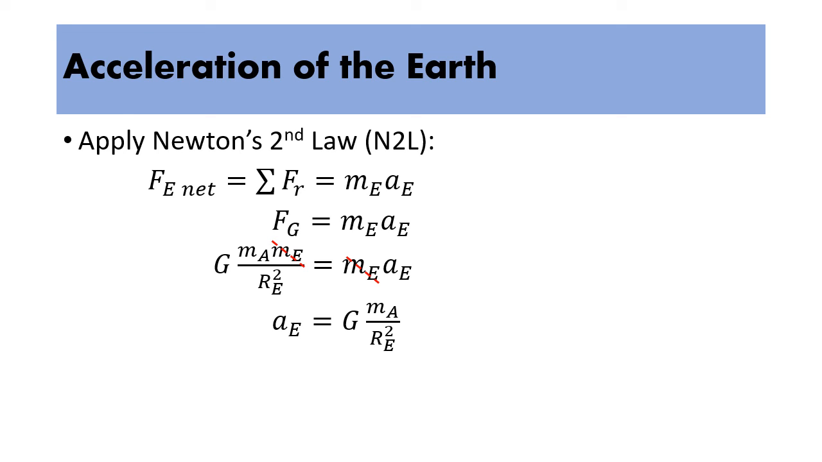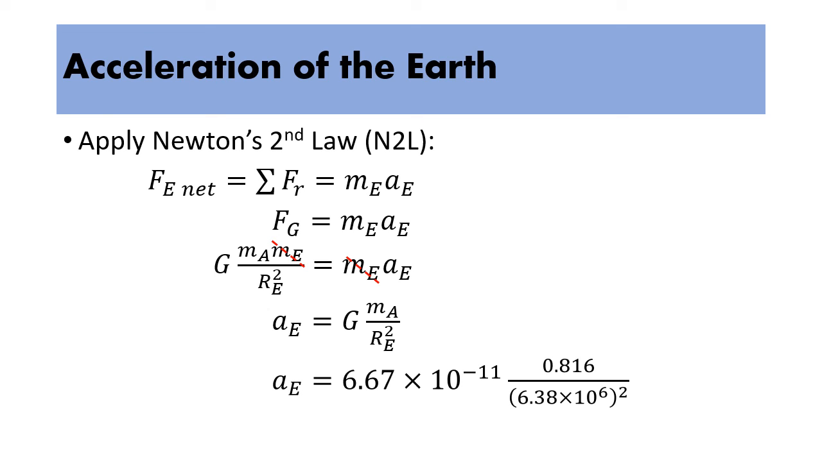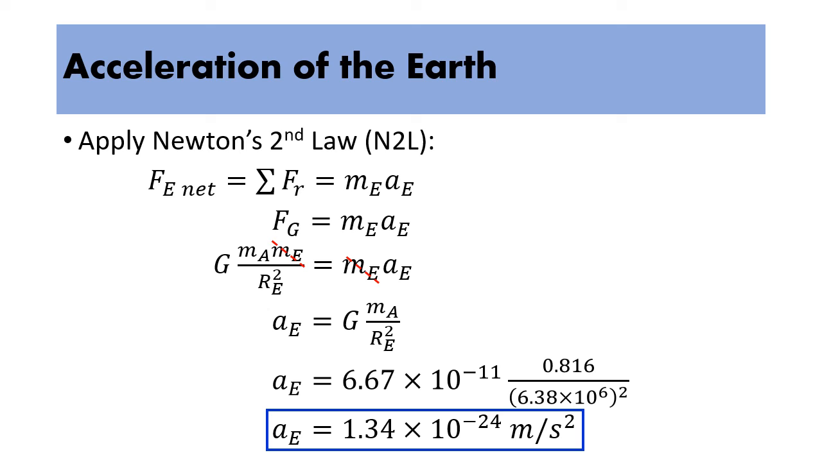Solving the equation in variable form now shows us that the acceleration of the Earth to the apple depends only on the mass of the apple, not the Earth. Plugging in the numbers, we find, as we would expect, the acceleration to be virtually non-existent. So the ability of the apple to accelerate the Earth is, for the lack of a better word, futile.